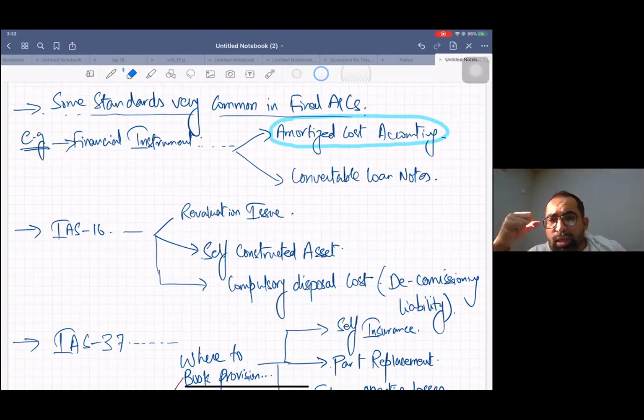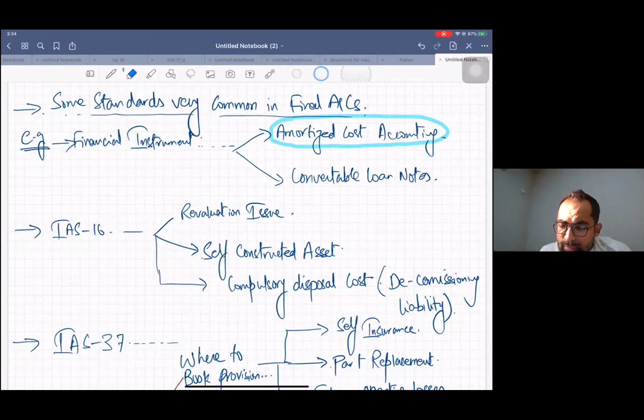You have taken a loan. In this case two interest rates are normally given: coupon rate and effective interest rate. You need to book interest expense or finance cost using the effective interest rate. But normally in 99% of questions, cash interest paid, that is coupon interest paid, has already been adjusted. So you need to do the remaining adjustment.